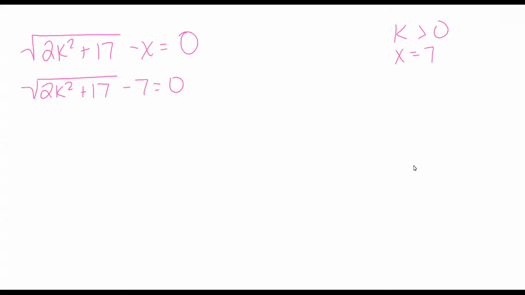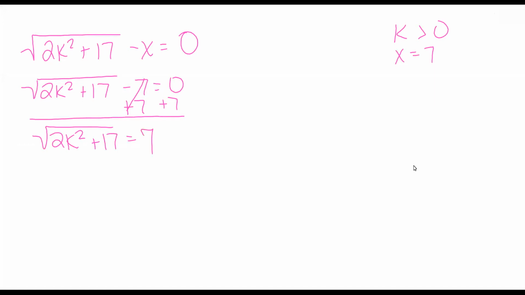All right, so we have this problem. We plugged in 7 for x. What's the very first thing I have to move? The -7. It's on the outside. So I have square root of 2k squared plus 17 equals 7.